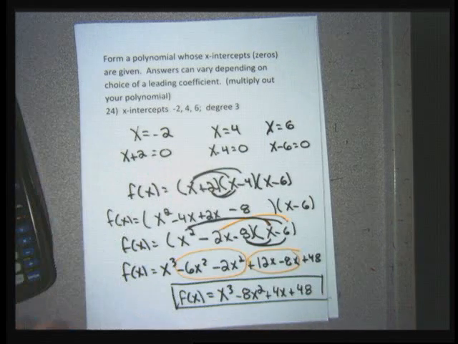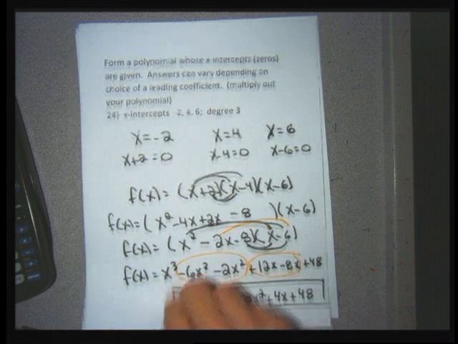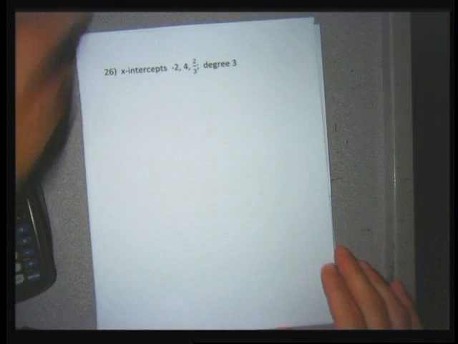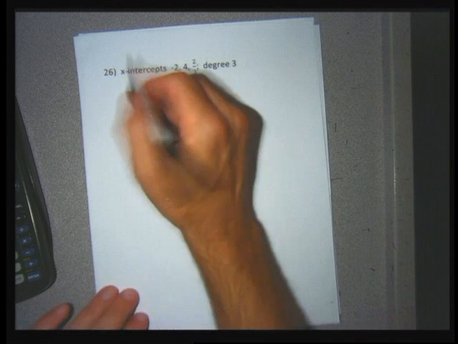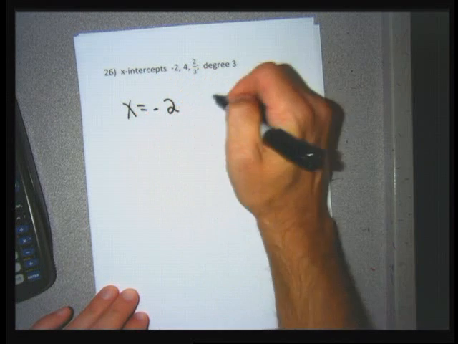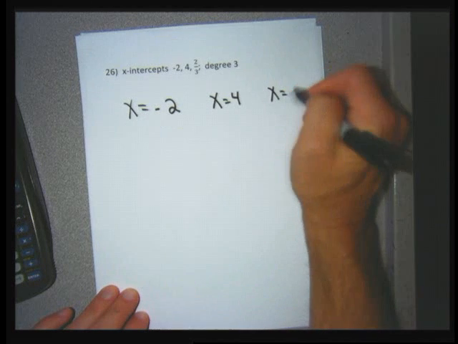In fact, that's all there's going to be to do for any of these problems, and the algebra can get slightly more complicated, but not much worse. So 26 wants me to have a degree 3 again. It wants me to have it cross the x-axis at x equal to -2, at x equal to 4, and at x equal to 2/3.